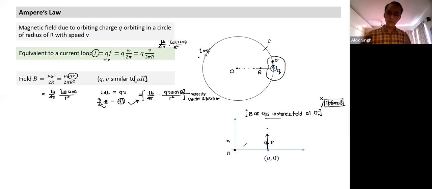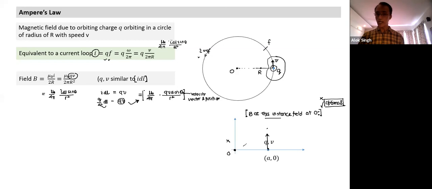If we quickly look at what the focus of this topic is so far, till yesterday or today we have done the field due to a current element. I am correlating it: the way a current element can cause a field, similarly even a moving charge will cause a field. If a moving charge is moving in a circular path, its motion with respect to point O is always the same. Hence, the field created at O is a steady one.